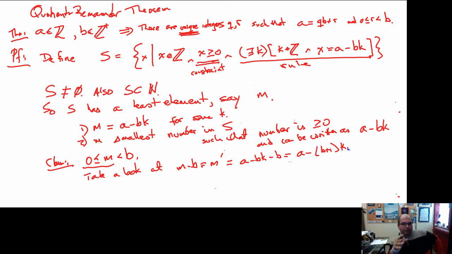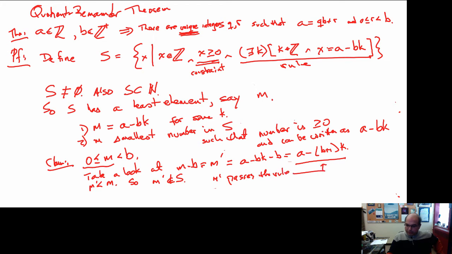All right. M prime, right, is obviously less than M, right? I mean, that's just by definition, because it's M minus b, where b is some positive integer, okay? So M prime is not in S. It's very clear, right? Because S is always a set of non-negative numbers. So M prime can actually be written in this form, right? So M prime passes the rule. That's what that tells us, okay?